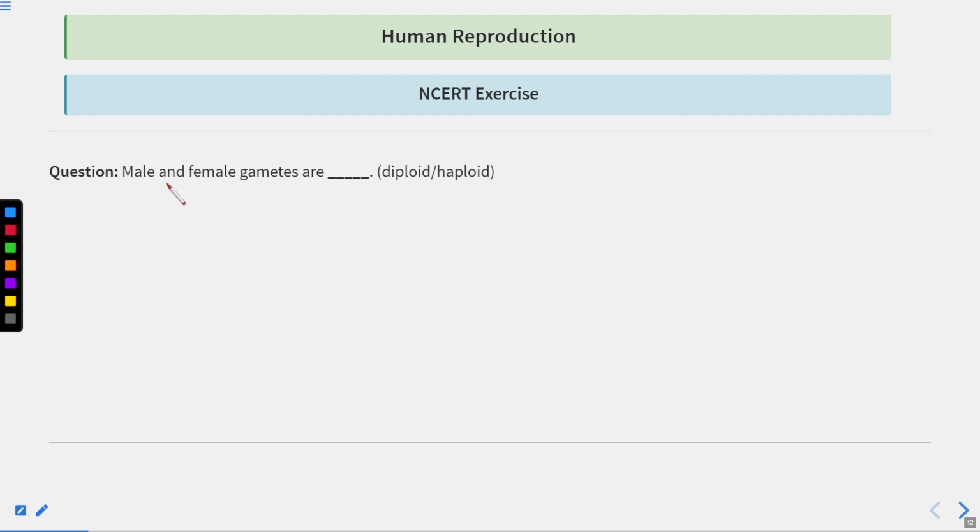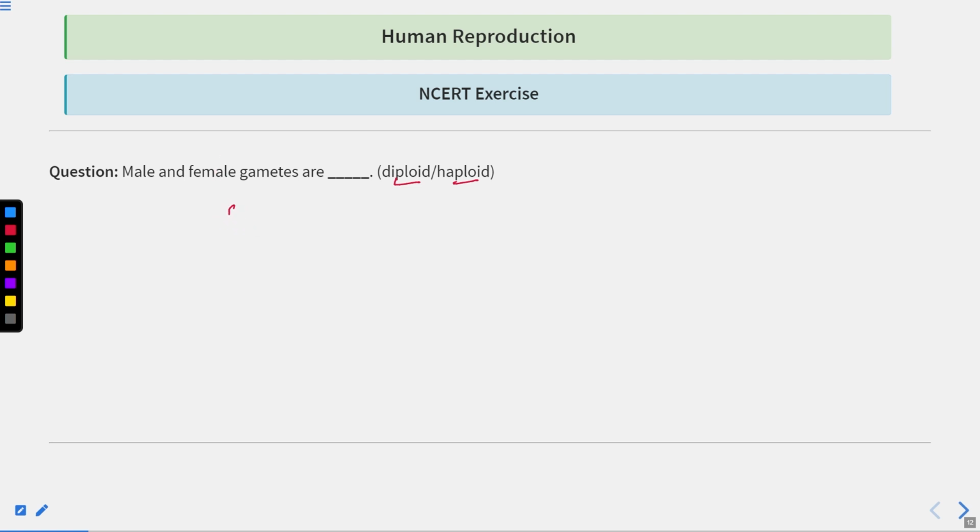Now let's talk about the next question. Next is, again, fill in the blanks. Male and female gametes are, okay, they are talking about the ploidy level here. So they are diploid or they are haploid. You know, the formation of the male and female gametes is known as gametogenesis.